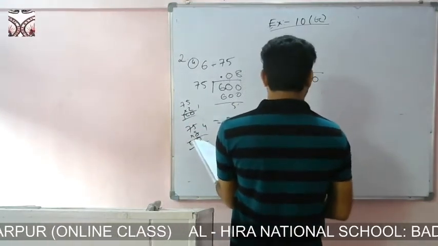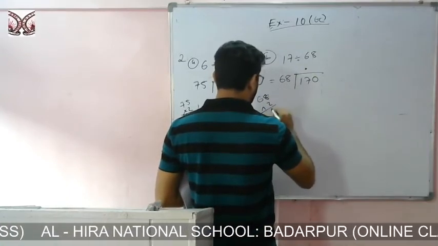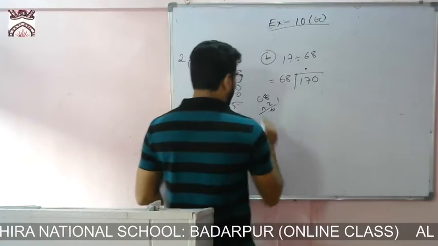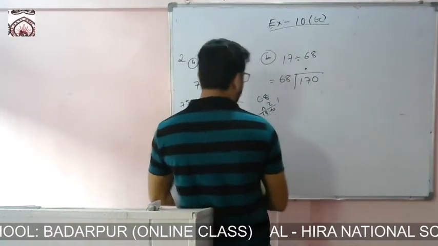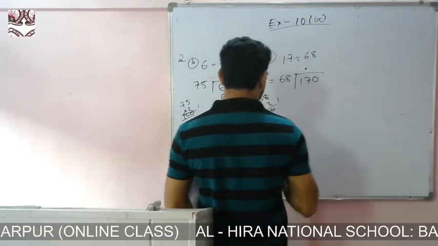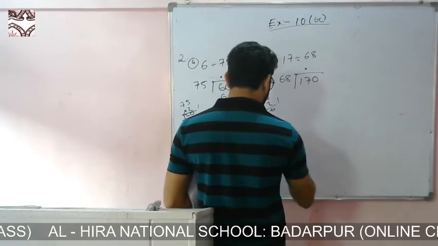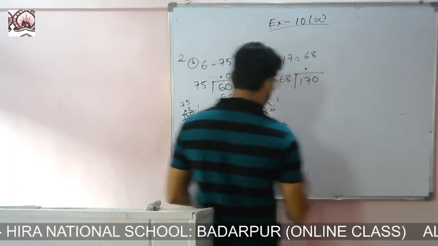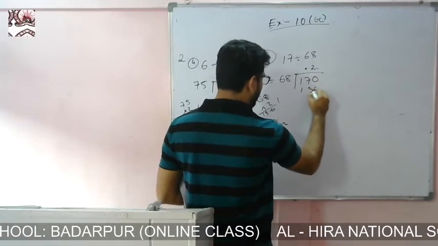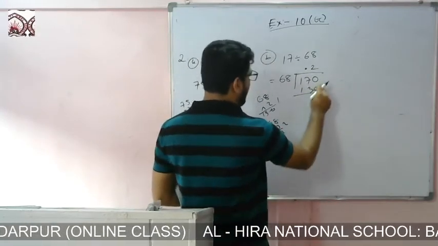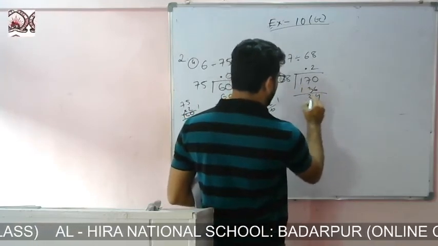Now let us check with 68 into 2. 68 into 2 is 136, and 68 into 3 is 204. So it crosses 170. So 68 into 2, what? 136. Okay. Now 10 minus 6, 4. Here remain what? 6. 6 minus 3, 3.